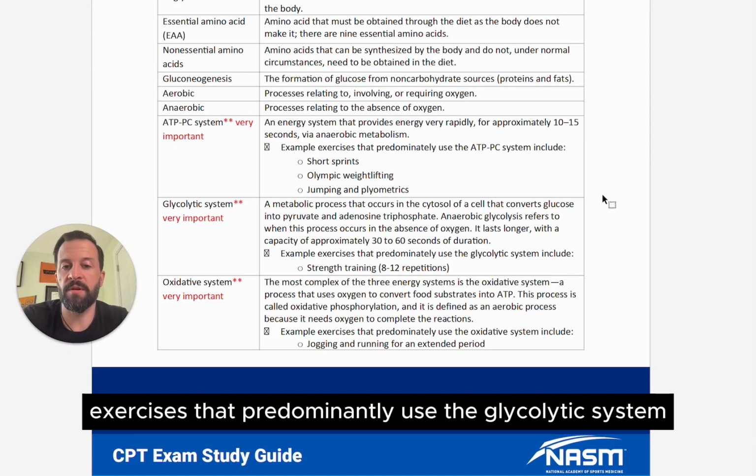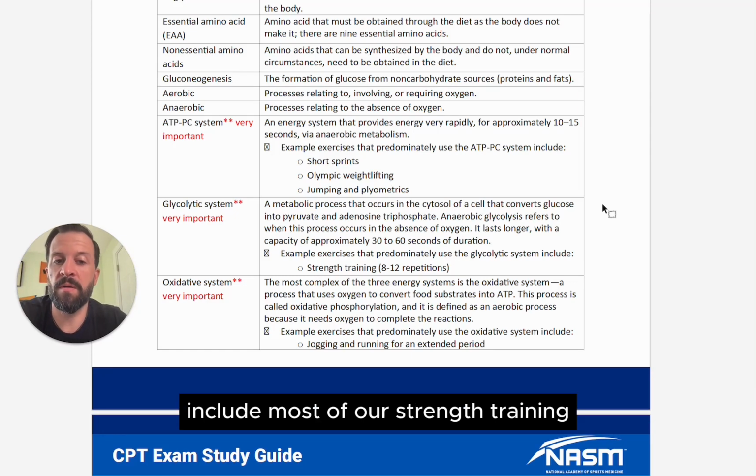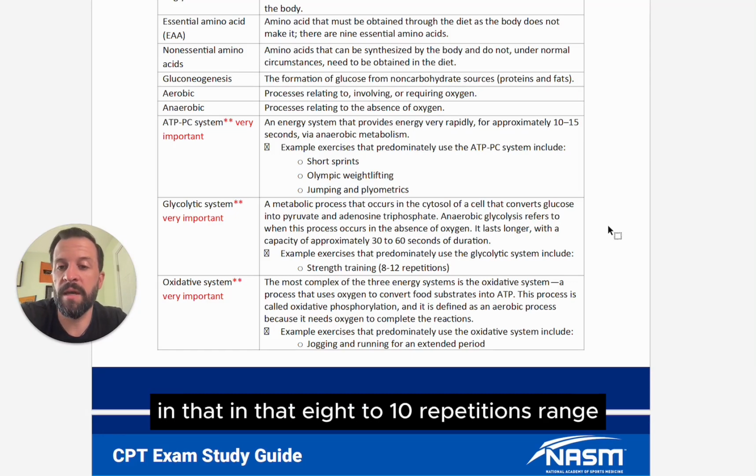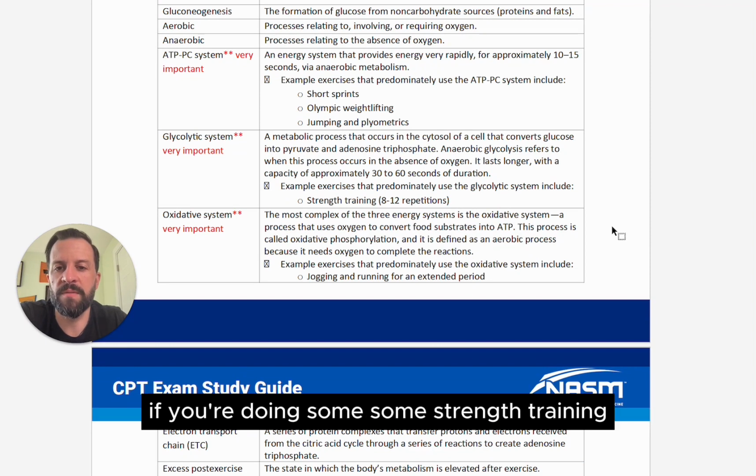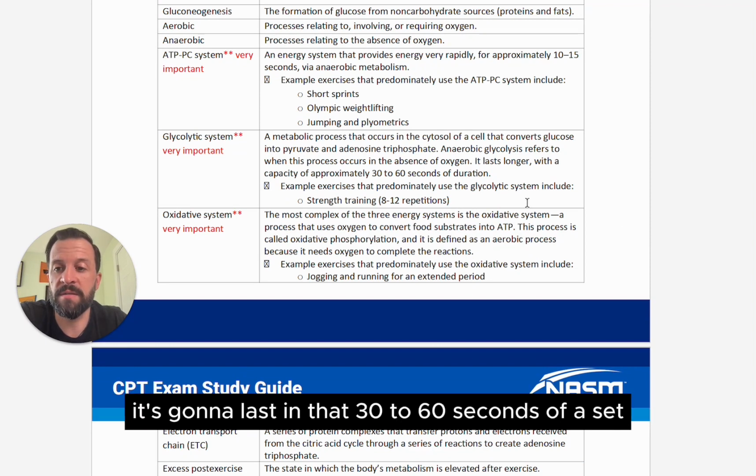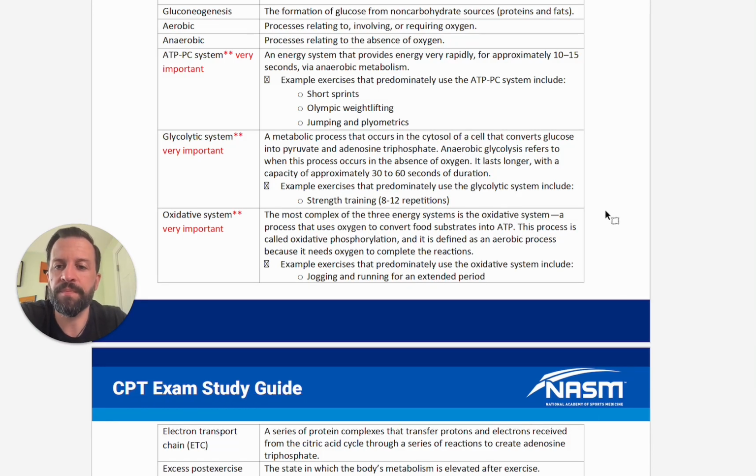Example exercises that predominantly use the glycolytic system include most of our strength training in that 8 to 12 repetitions range. Most strength training sets are going to last in that 30 to 60 seconds, which falls in that category.